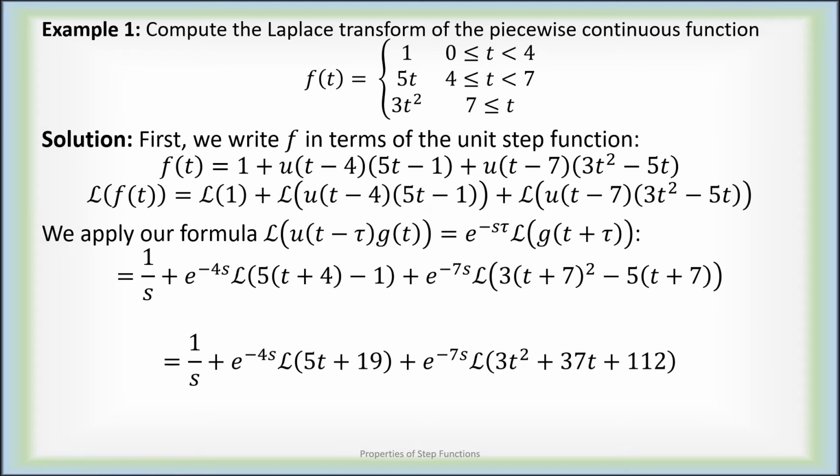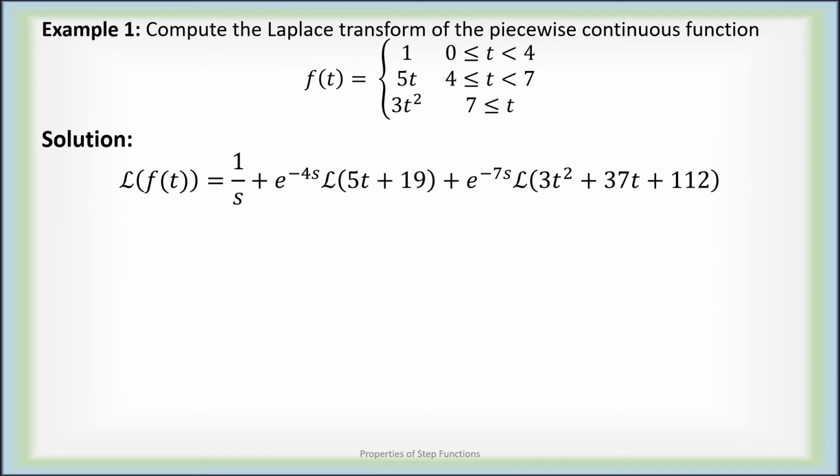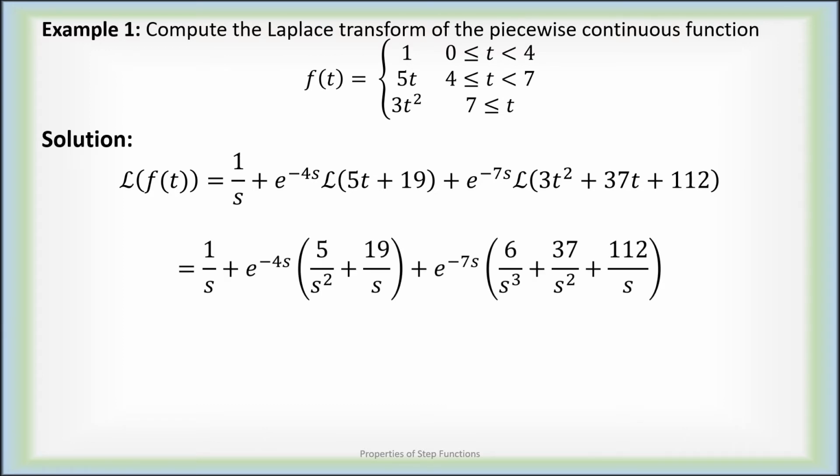So now we have 1 over s plus an exponential times one Laplace transform and another exponential times another Laplace transform. So here's where we are. The Laplace transform of this piecewise continuous function is 1 over s plus two terms that are products of exponentials with Laplace transforms of polynomials. Those are straightforward enough. The Laplace transform of 5t plus 19 is 5 over s squared plus 19 over s, and the Laplace transform of 3t squared plus 37t plus 112 is 6 over s cubed plus 37 over s squared plus 112 over s.